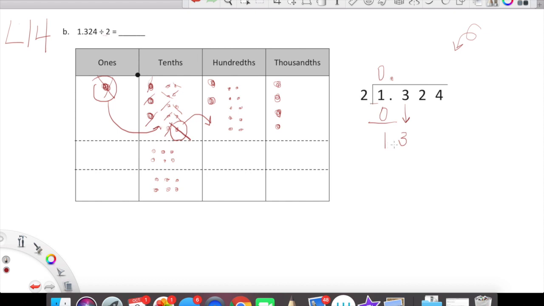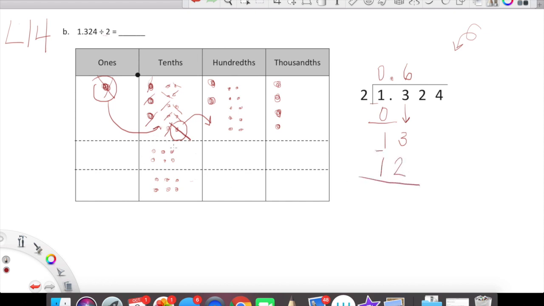So now we had 13 left over. So now we're looking at how many 2's go into 13. How many 2's go into 13? Well, 6. Just like we had 6 in each of these two groups. Now we think about 6 times 2. 6 times 2 is 12.